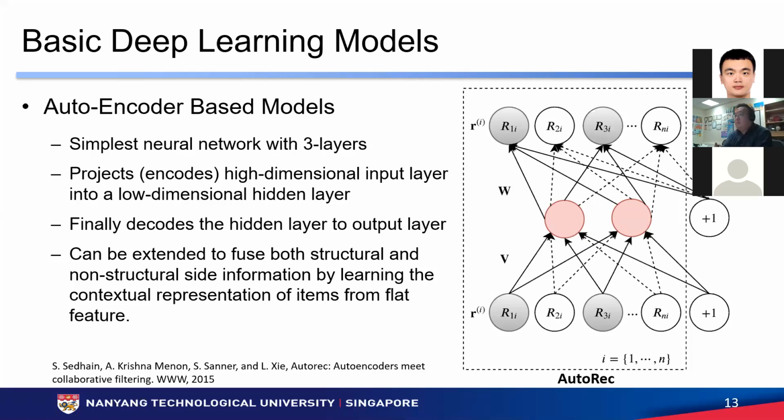And this basic model, this autoencoder, is quite flexible, can be extended to fuse both structured and non-structured side information by learning those contextual representations of items from those flat features. Later on, I will give you an example of that.